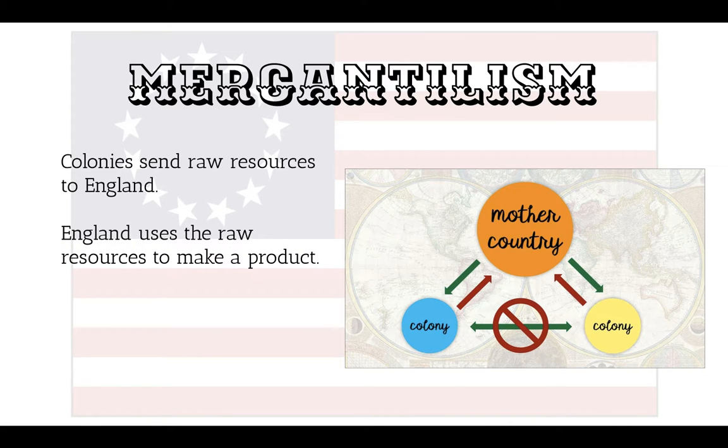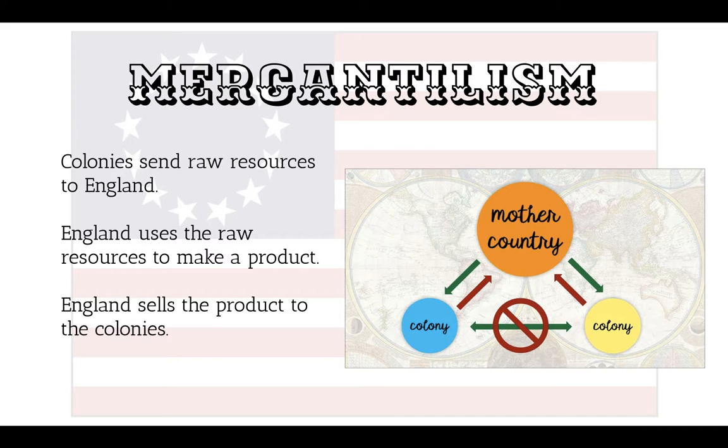England would use that raw resource, and in this example, we're talking about a log of wood, to make a product. So they use it to make chairs, tables, any other kind of furniture made out of wood, right? And then they sell that product back to the colony. Okay, now a couple of problems with this. First of all, when they sell it to the colony, they sell it at a higher price than had the colony just built it themselves, which is the second issue.